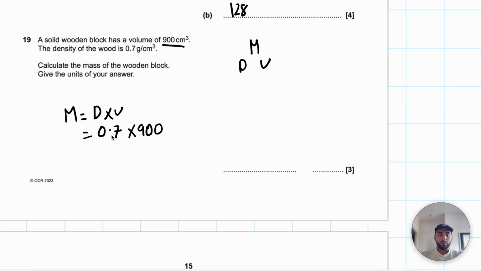I'm going to rewrite this out. If I multiply this one by 10 and I divide this one by 10, it might make it a bit easier. That becomes 7 multiplied by 90. 7 times by 9 is 63, and I need 1 0. And this unit, because it's mass, it's going to be in grams.